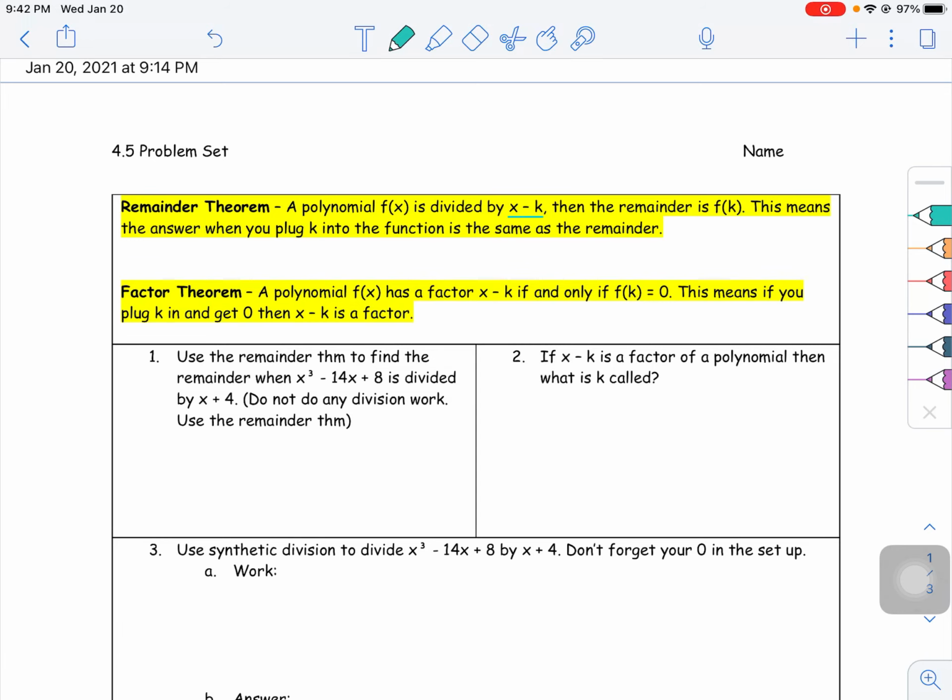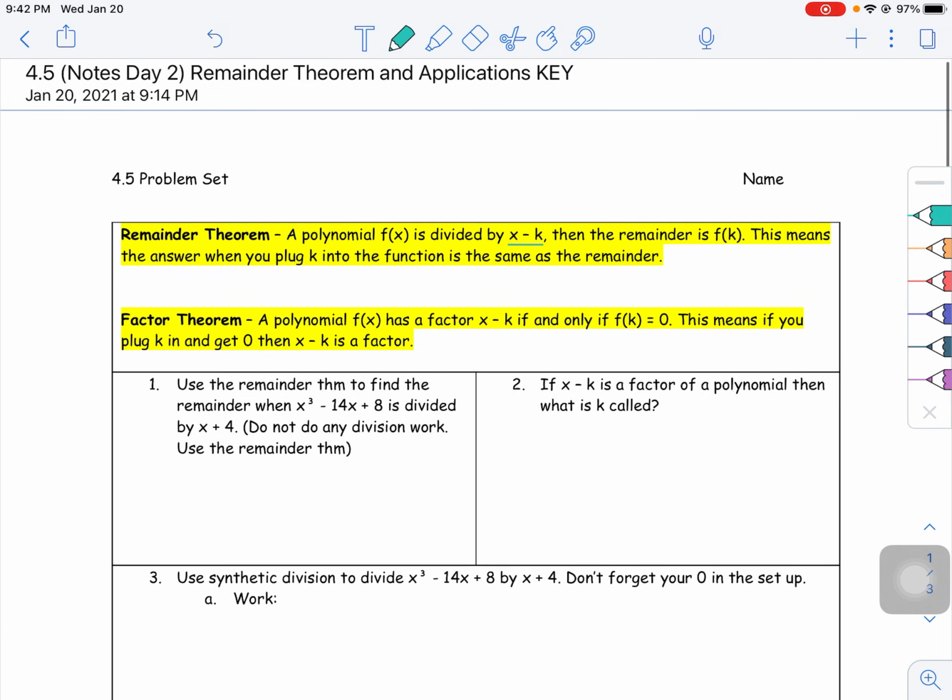Alright everybody, so today we're talking about the remainder theorem. It says if a polynomial f of x is divided by x minus k, then the remainder is f of k. Basically, if you just plug k into the equation, then the y value that you get out is the remainder. This means that the answer when you plug k into the function is the same as the remainder. Alright, so this is probably the key thing that you want to take away from the remainder theorem.